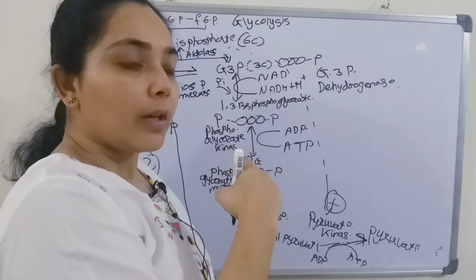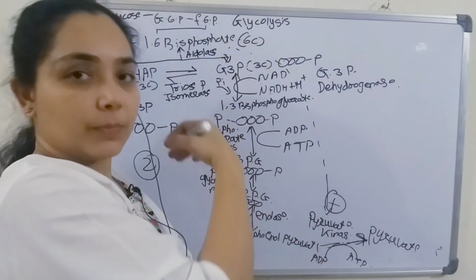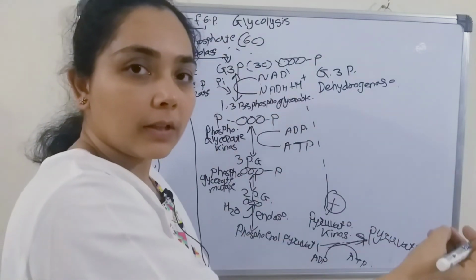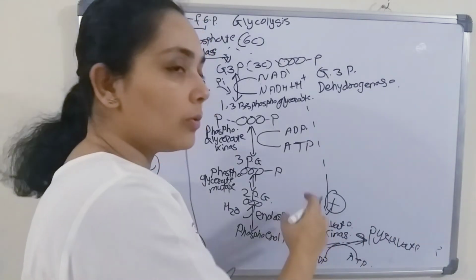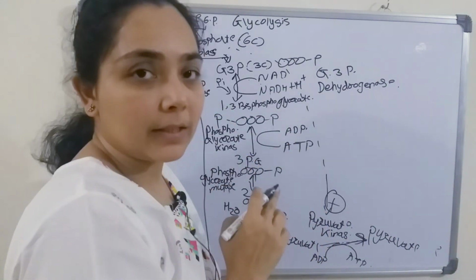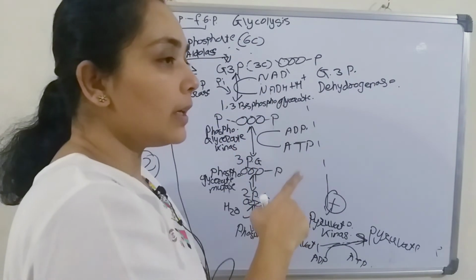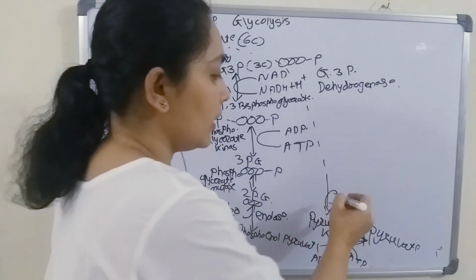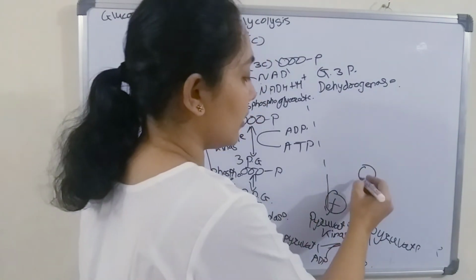So this is known as a feed forward mechanism. The compound which is behind gives the signal to the enzyme which is a few steps ahead, and that is known as a feed forward mechanism. Okay, one is the fructose 1,6-bisphosphate, and second, this enzyme is also regulated via allosteric regulation.